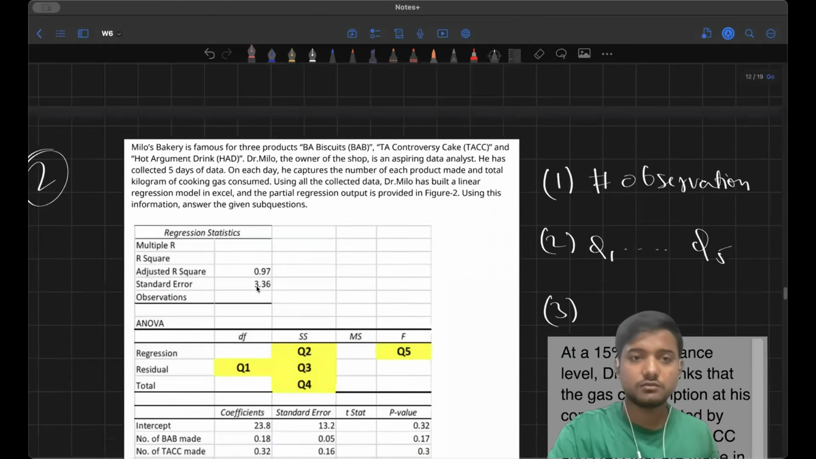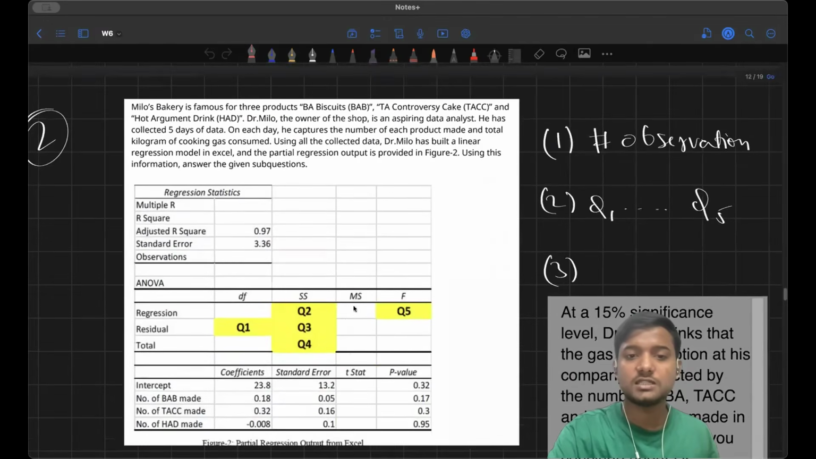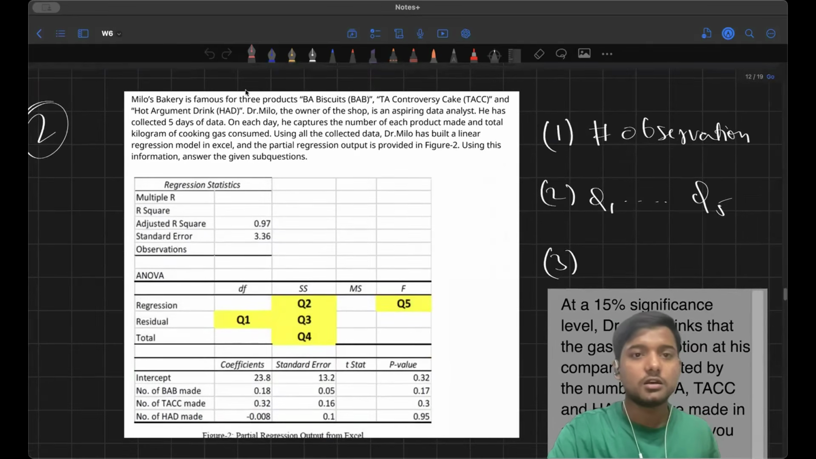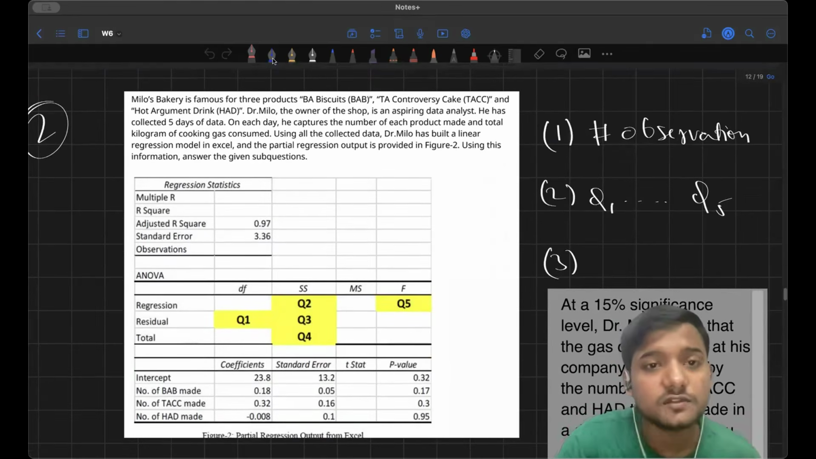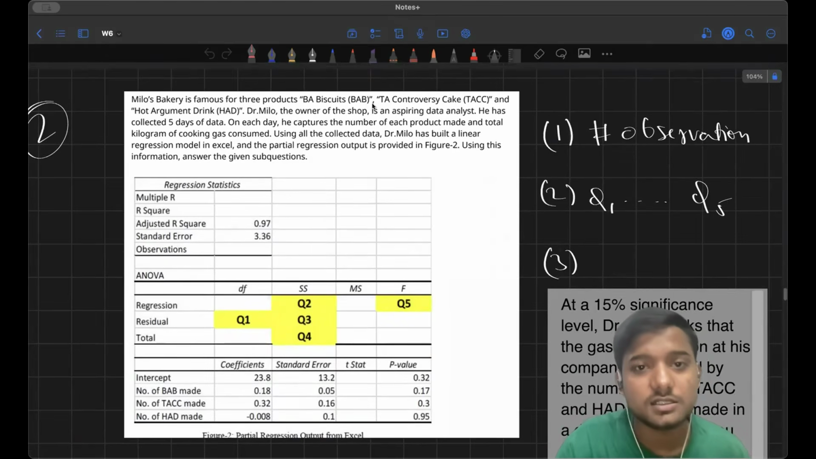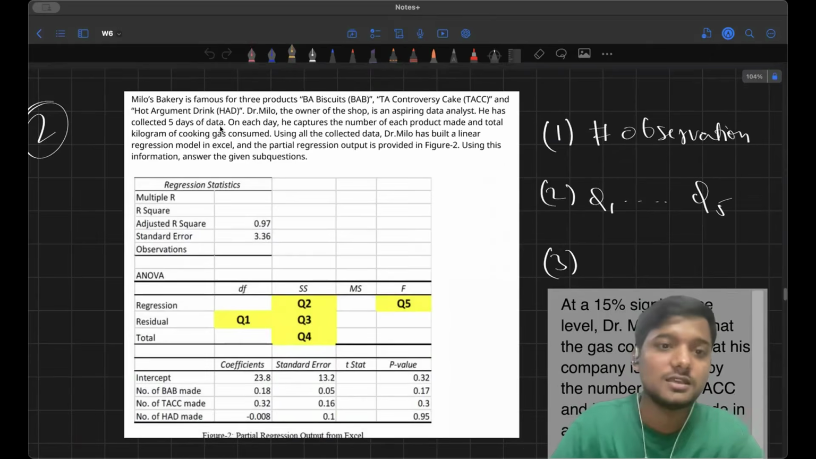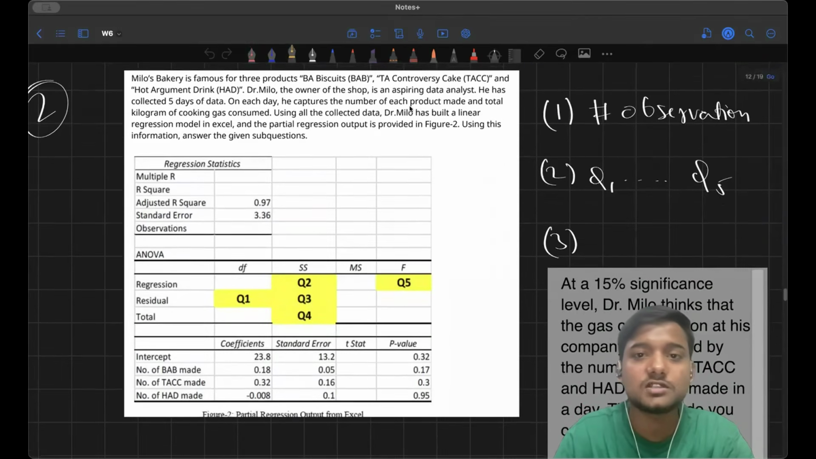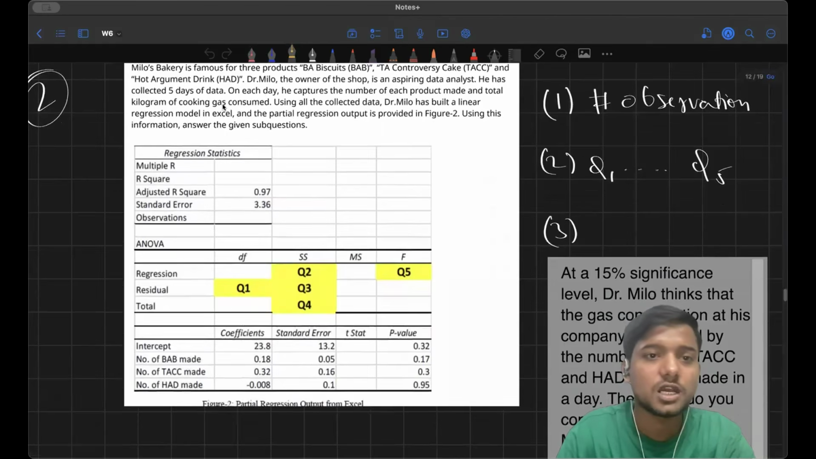Now let's see the second question. These kinds of questions are very common and you will see them. They will blur out a lot of stuff and ask you a lot of things. So let's just read this. Milo Bakery is famous for three products: biscuits, cake, and a hot drink. Dr. Milo is the owner of the shop and an aspiring data analyst. He collected 5 days of data. On each day, he captures the number of each product made, the total kilograms of gas consumed, and so forth. Using all the collected data, he has built a linear regression model in Excel. Partial regression output is provided in figure 2. Using this information, answer the following sub-questions.